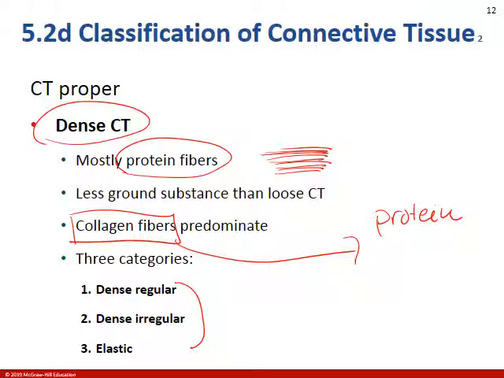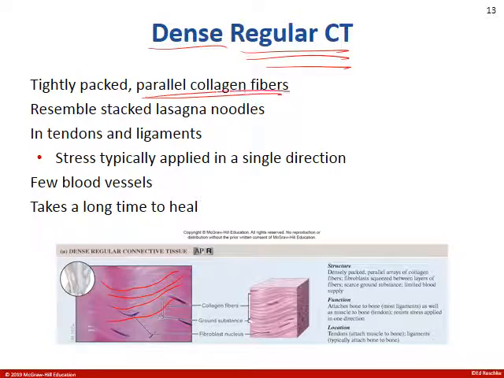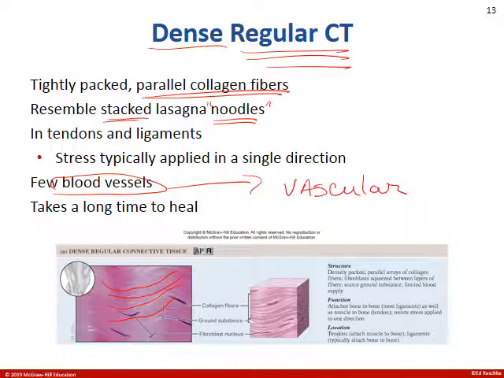So most people would say something like hemoglobin because we think of all the red blood cells that we have, but collagen is the most predominant protein in a human body. Dense regular connective tissue, you can see from this image, is made up of many, many parallel collagen fibers, and they're kind of stacked. Some people say like noodles, right? There's not a lot of space here. There are few blood vessels, but there are still blood vessels. So this is vascular tissue. It takes a long time to heal because the blood has to diffuse any nutrients into the tissue.